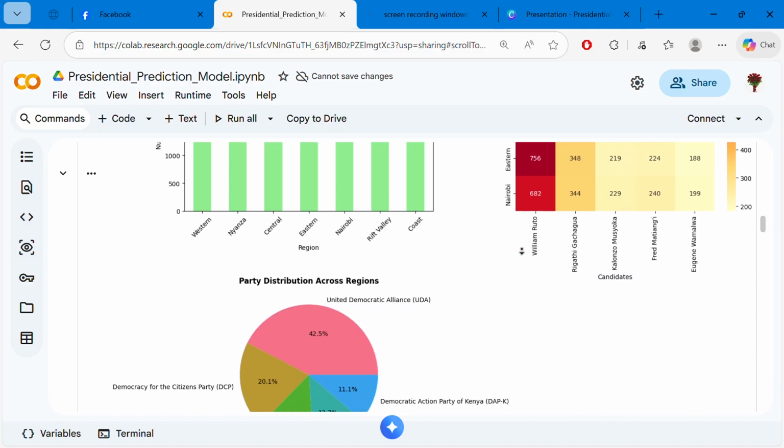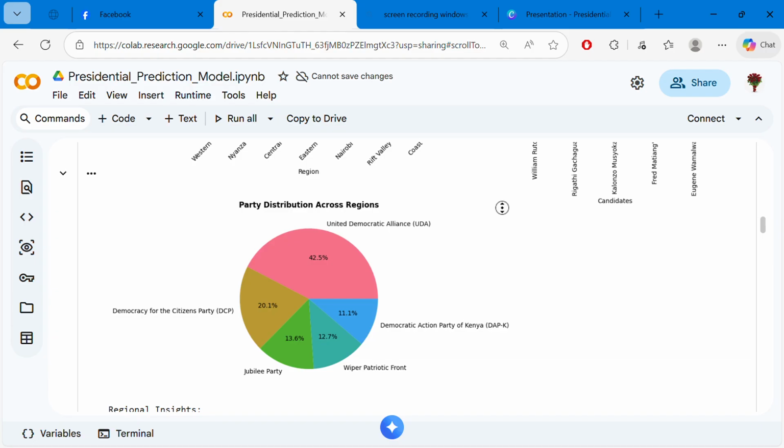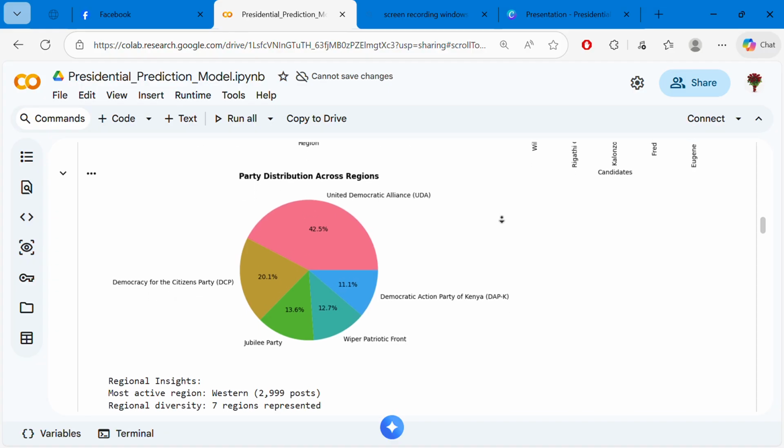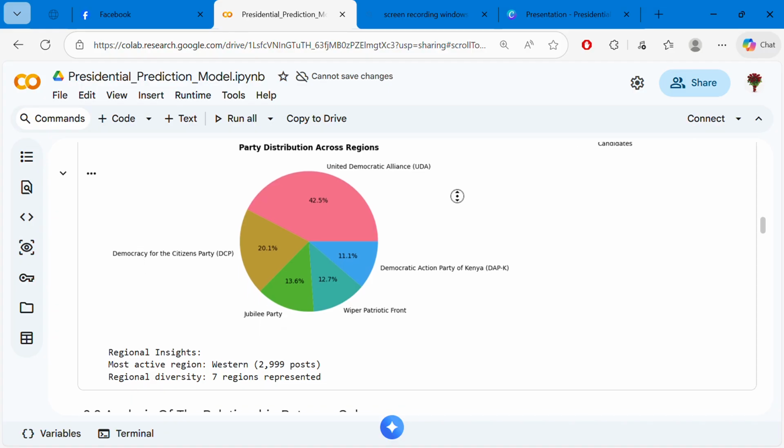So we then went to the party distribution across regions. We saw that UDA was the most dominant, at about 42.5% of all the regions, followed by DCP, then Jubilee, then Wiper, and lastly DAP.